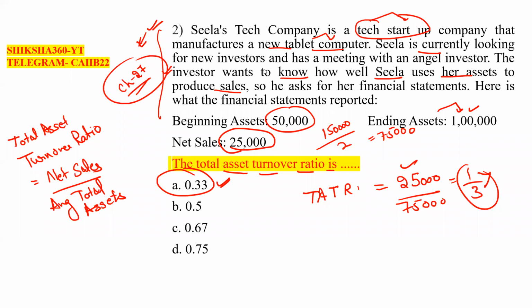Here, beginning means at the starting of the business until when they ask, how much assets they have at that time. Ending assets is at the end. We have to take the average of both, the beginning assets and the ending assets. So 50,000 plus 1 lakh by 2 comes out to 25,000 upon 75,000, which is 1 by 3.